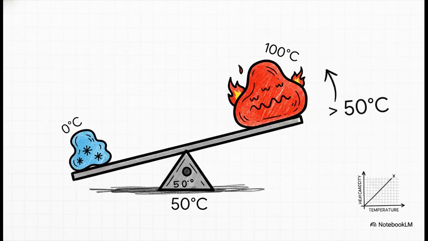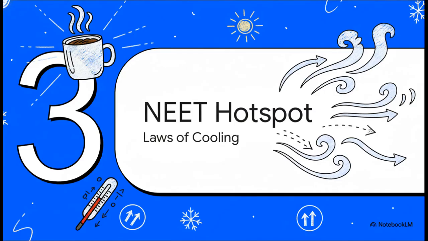So what's the real logic here? Well, since heat capacity goes up with temperature, the hotter body at 100 degrees has a higher heat capacity. Think of it this way. It has more thermal weight. For every single degree it cools down, it releases more heat than the colder body can absorb to warm up by 1 degree. So the hot body basically wins the tug of war. It pulls the final equilibrium temperature closer to its side, which means the final temperature has to be greater than 50 degrees Celsius.